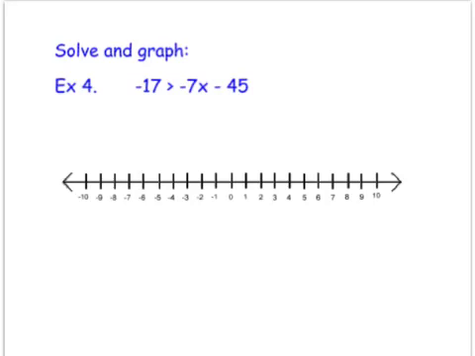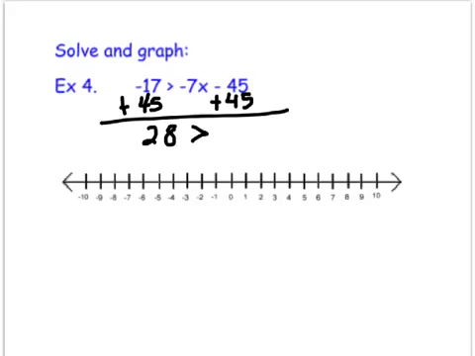Here's our last example. Trying to get negative 7x by itself first, so I got to get rid of this minus 45. So I'm going to add 45 to both sides, because whatever I do to one side, I must do to the other. Negative 17 plus 45 is 28, which is greater than negative 7x.